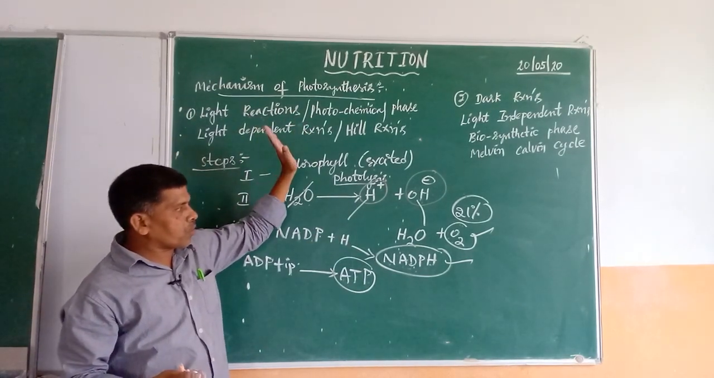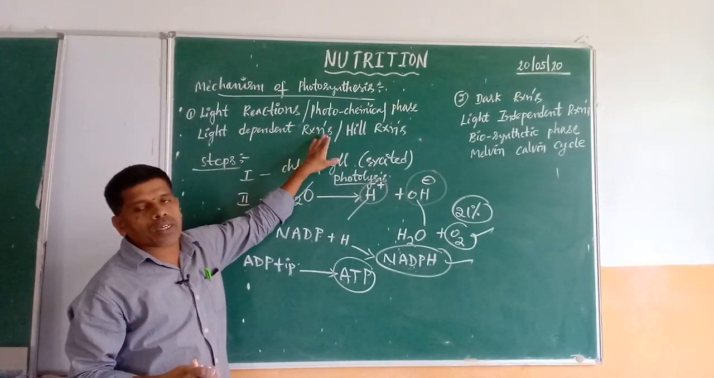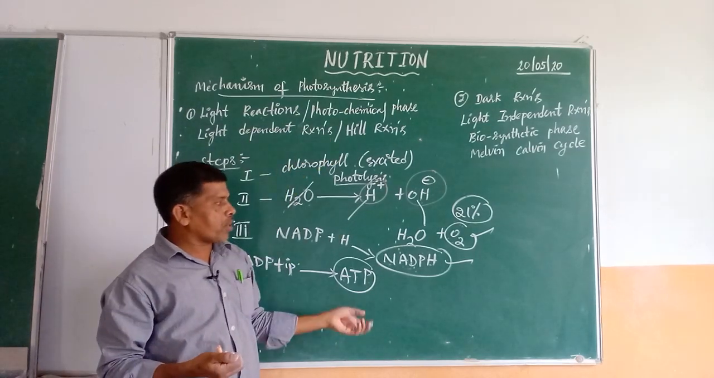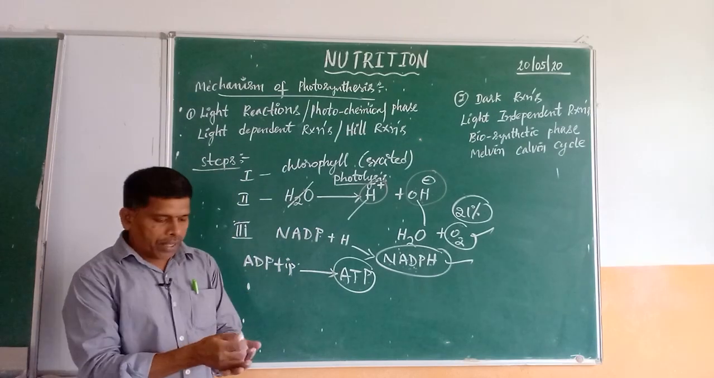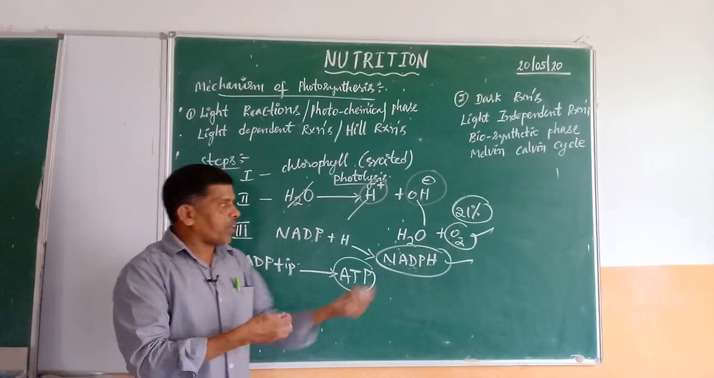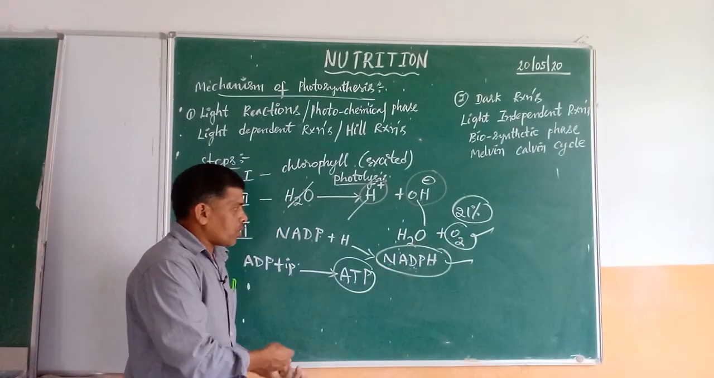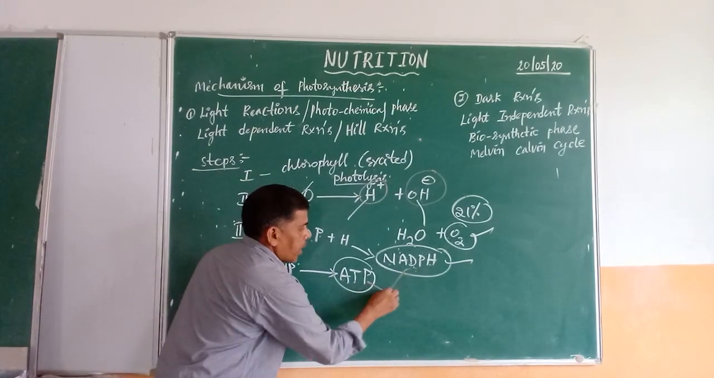So most important question here, what are the end products of light reactions? The end products of light reactions are oxygen, NADPH and ATP. Now oxygen is released into the atmosphere, this we have already discussed. Now coming to both ATP and NADPH.